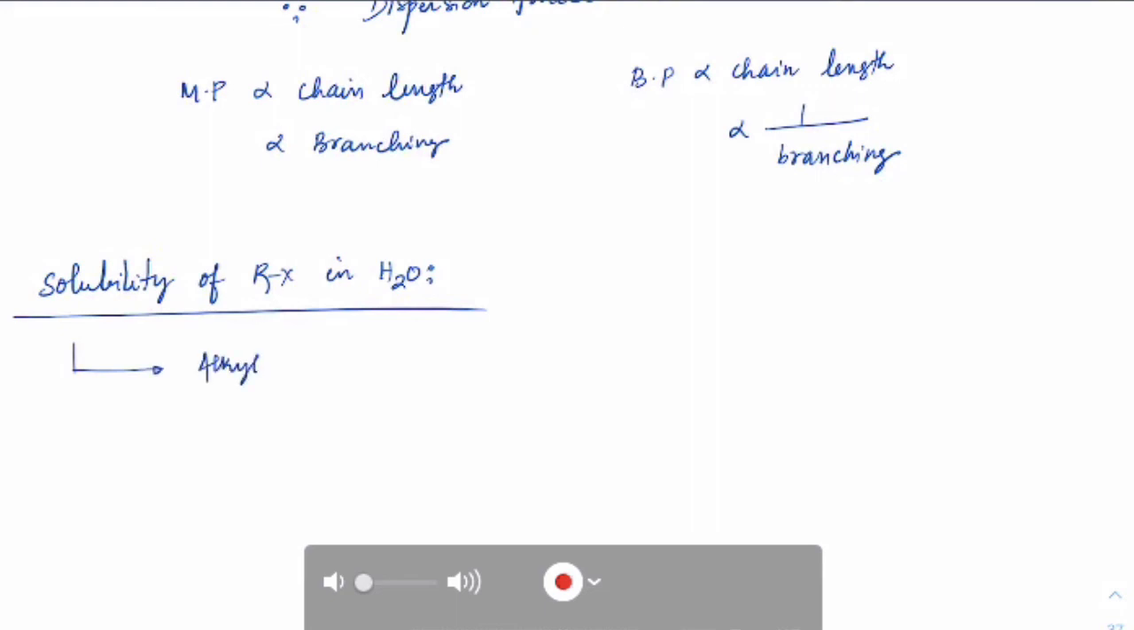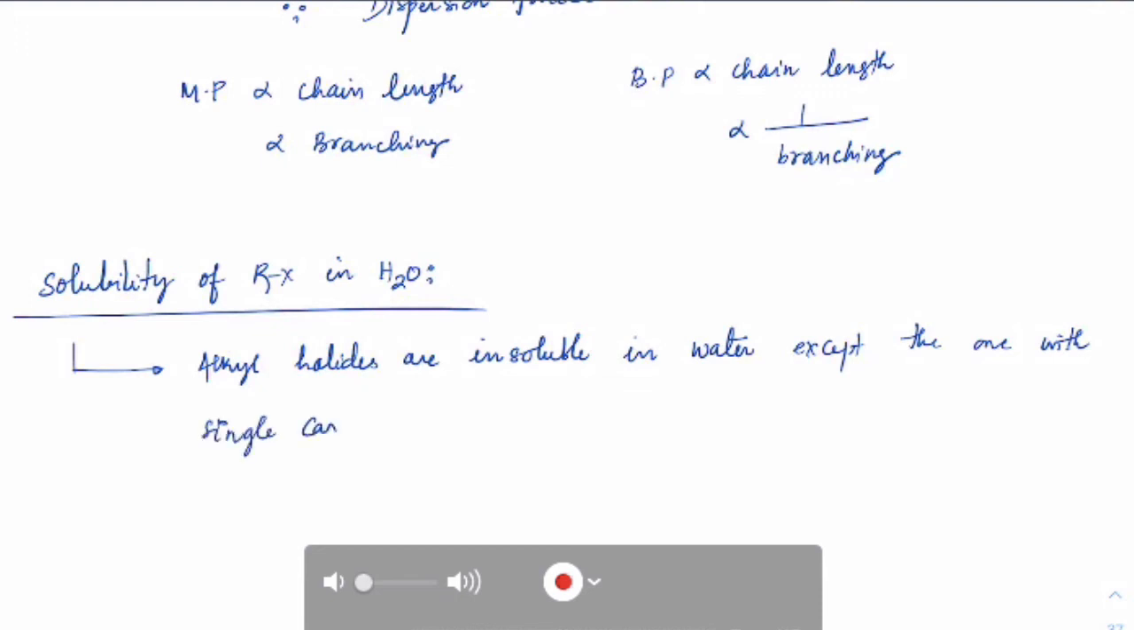See, alkyl halides in general are insoluble in water, except the one with a single carbon, which is methyl chloride. Because as the branching increases and the number of carbons increases, it becomes very difficult for hydration to happen, because it already has less polarity.